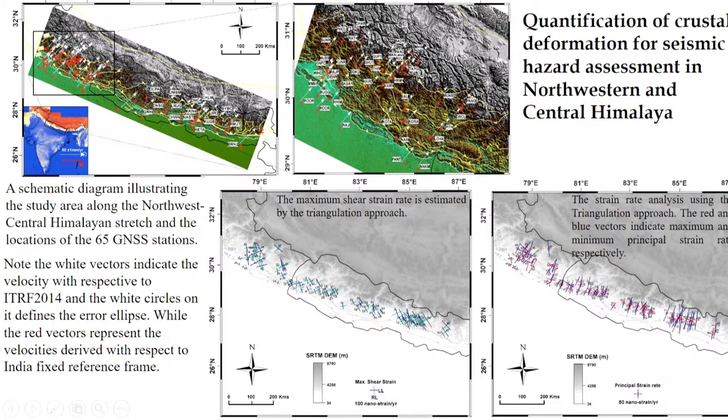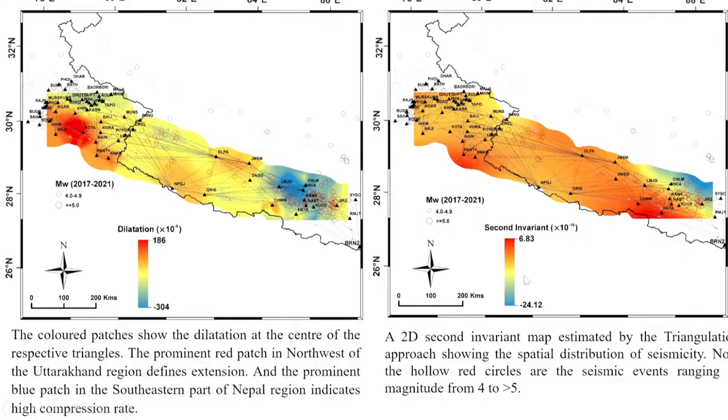In this region, we know that this is the seismic gap where the 1505 earthquake occurred, and it has stored sufficient elastic energy to bring a great earthquake in the near future. And here also we can see the compression rate is more, as I told you, that the higher Himalaya is witnessing more tectonic deformation than the other regions.